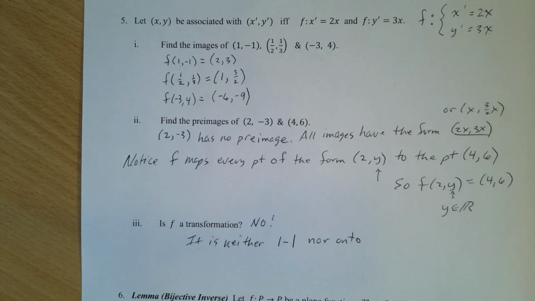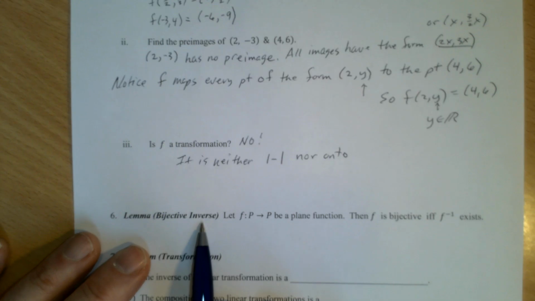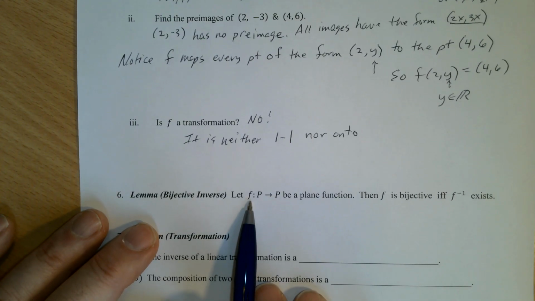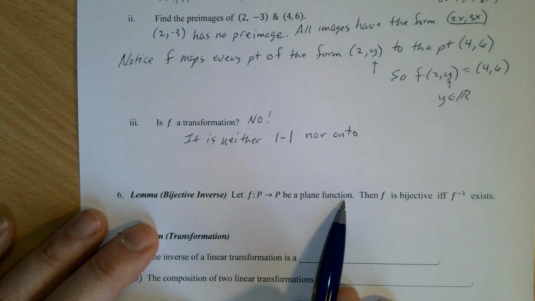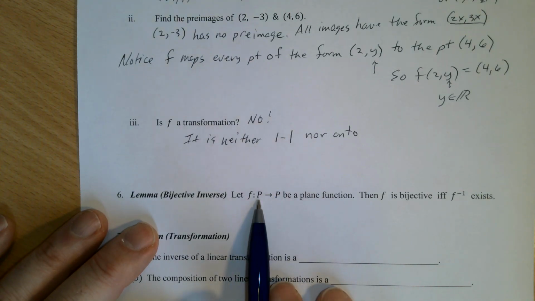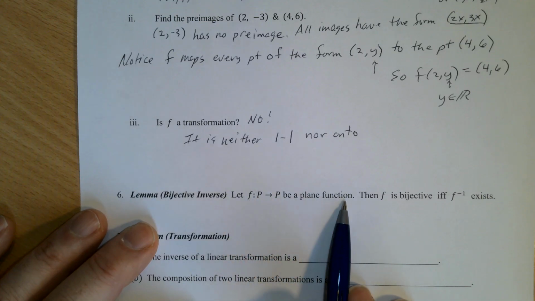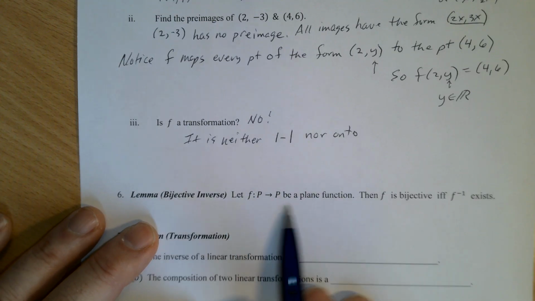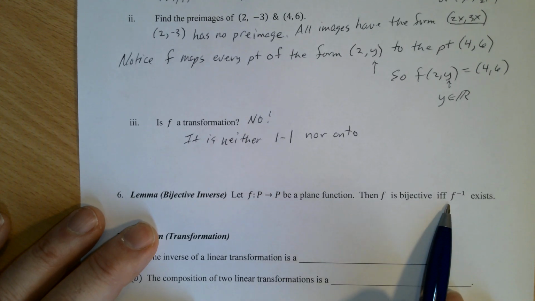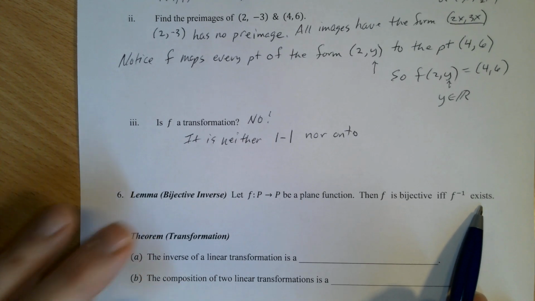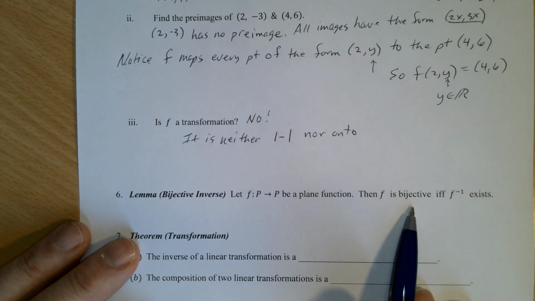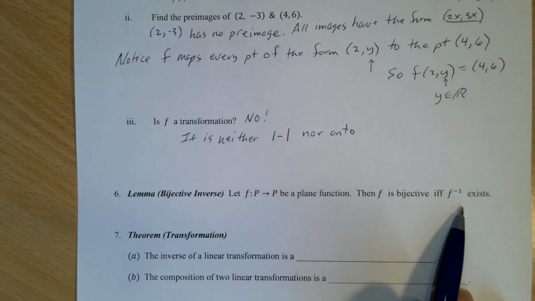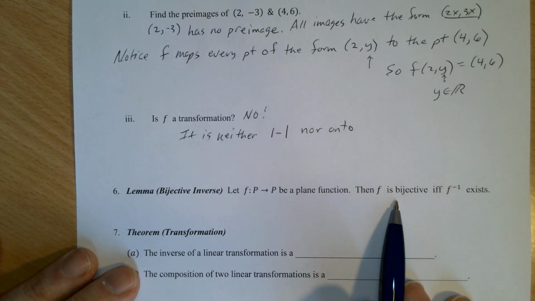Okay, rather simple lemma, a bijective inverse lemma. Let f going from P into P be a plane function. Well, in this case, P might be the plane, the xy plane. f mapping the plane into the plane, it's a plane function. If that's true, then f is bijective if and only if f inverse exists. I think we've seen that before in other classes. One definition of a bijective function is that it has an inverse function. If it has an inverse function, it's bijective.